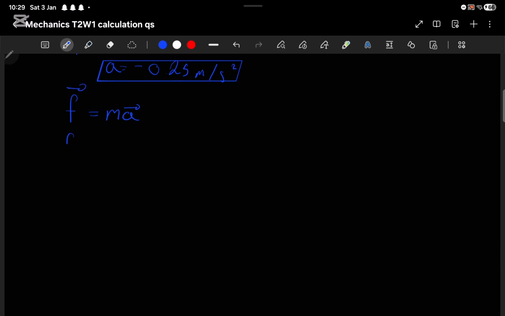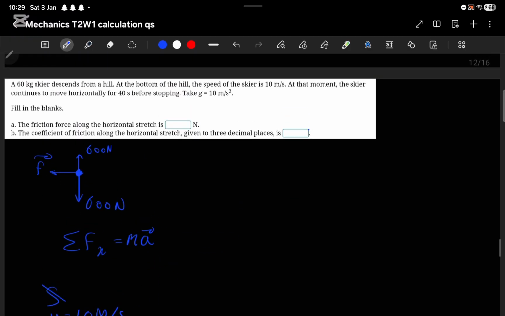So F is equal to 60 times negative 0.25, which is 60 over 4. That's 15, right? It is 15. Negative 15 newtons. So here's the thing. Negative 15 just shows the direction, that it's going backwards. That shows that the friction is backwards. That's all it's showing me, because technically speaking, I took this direction to be positive.